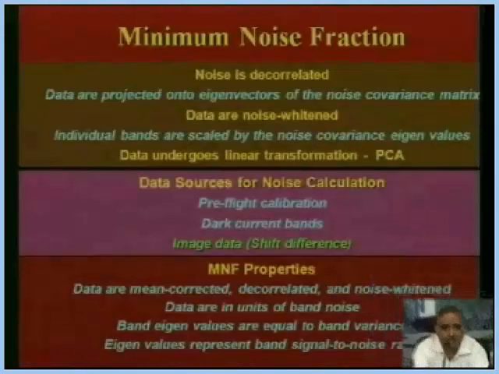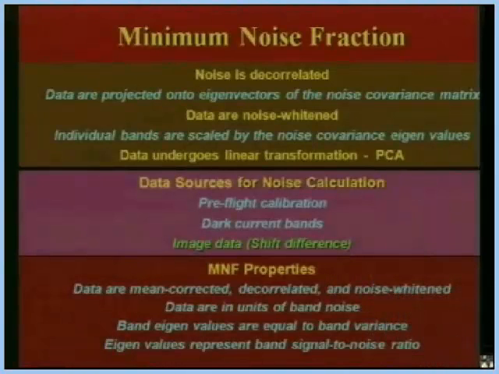Just to have a recap of what MNF is all about: the noise is decorrelated. Data are projected onto the eigenvectors of the noise covariance matrix. Data are noise whitened. Individual bands are scaled by noise covariance eigenvalues, and the data undergoes a linear transformation. If dark current bands are available, that is the ideal way to use it. Otherwise, use the shift difference method.